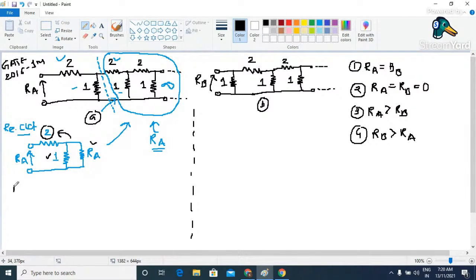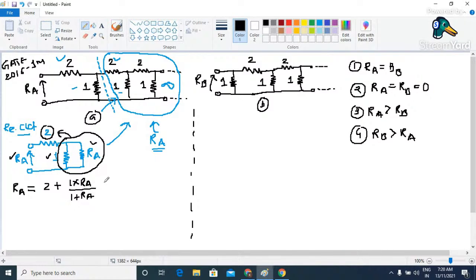So I can write here RA, which is nothing but this resistor, is going to be equal to this 2 plus. Why do we need to write plus? Because this and the equivalent of these two are in series, and I told you that when we have two or more than two resistors connected in series, they simply add up. So here we have a parallel combination of 1 with respect to RA. So when two resistors are connected in parallel, we first take their product and then divide by their sum. So I can write here 1 into RA whole divided by 1 plus RA.